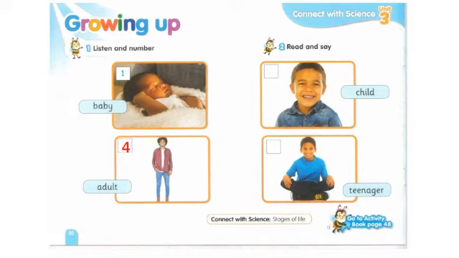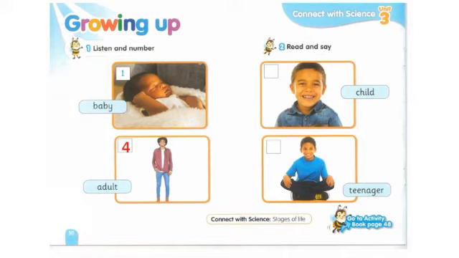Page 1. When we are born, we're born as babies, right? You're born as a baby. Then you grow to be a child, then a teenager, then an adult. So we're going to listen and number, okay? Can you see this little baby here? When you are born, you are a baby. When you grow up a little bit, you're going to be a child. So the baby was number 1.